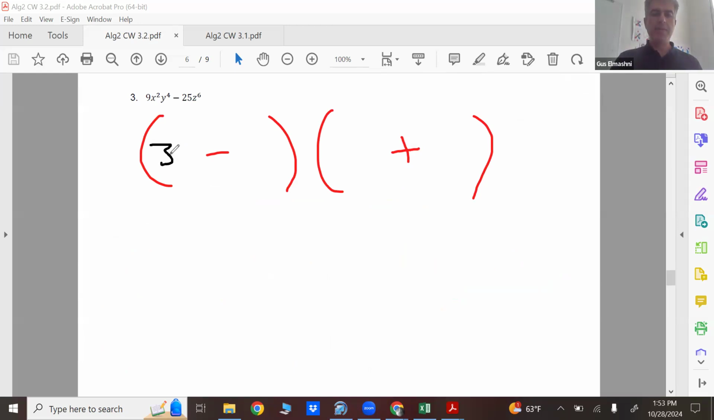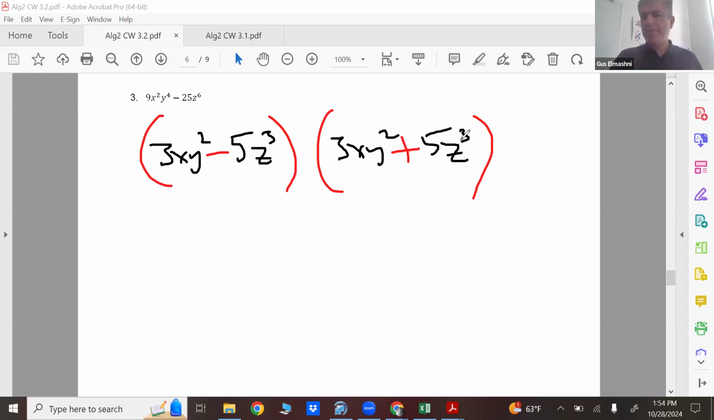3xy squared. How about the last one? 5z^3 and 5z^3. That's all. It's weird, but that's what it is. 3x squared y minus 5z cubed. And all this will get reinforced.